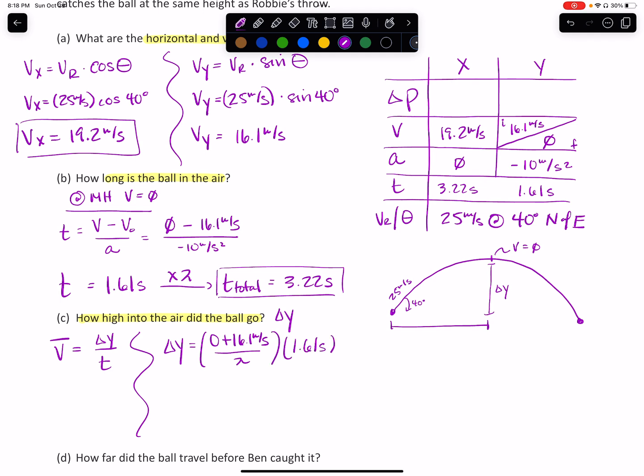Now, it's important here that you use the 1.61 and not the 3.22. At the 3.22, the ball's already come back down, so you're not at maximum height anymore. So we throw that into our calculator, and we find that the ball vertically reaches a height of 13 meters. So that's going to be our maximum height.